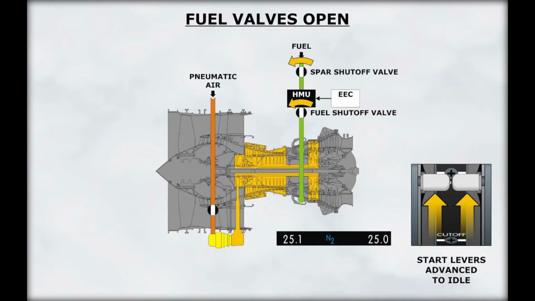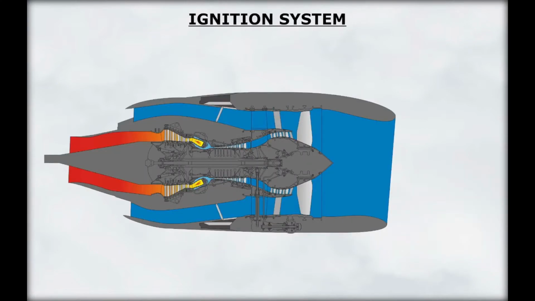At 25% N2, the start lever is advanced to idle. This opens the engine and spar fuel valves and electrically opens the HMU shutoff valve through the EEC. Let's take a look at the ignition system. Ignition is used for engine start and various operational reasons.